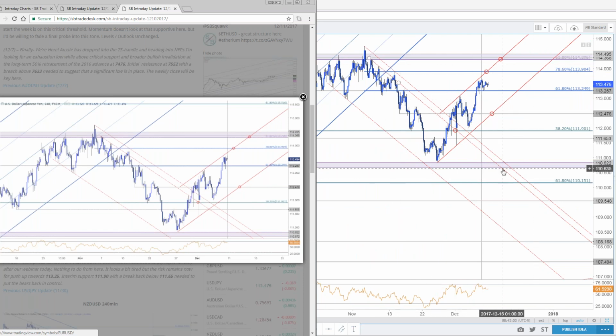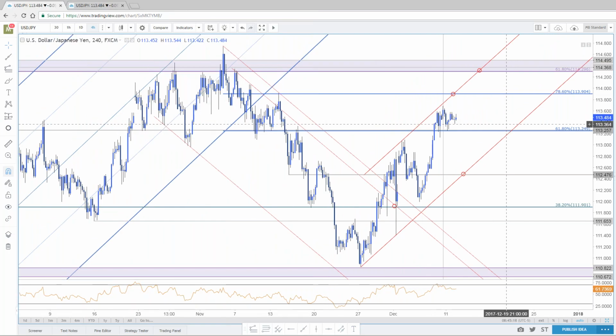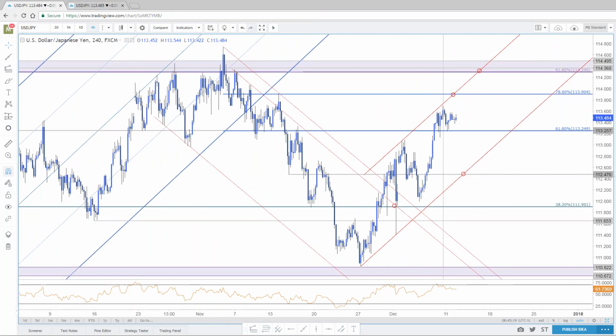Even back to former slope resistance would take you all the way down towards 110.80. Or if we do get the break higher, this is that key region, 114.30, 114.50, of which if you were to find some sort of exhaustion high in the dollar, I think would be a nice play. So those are the levels for the dollar yen, guys.